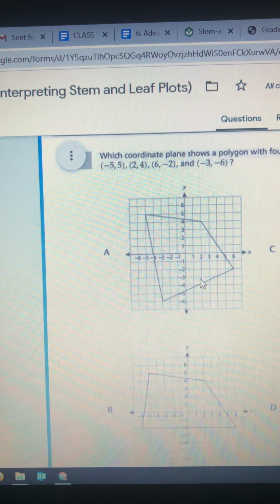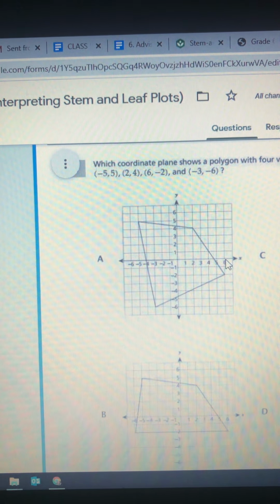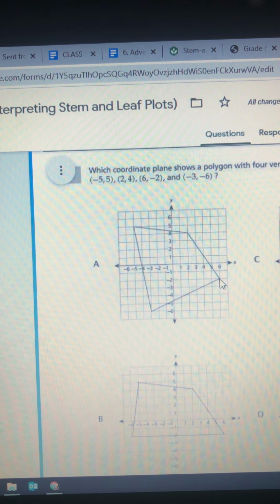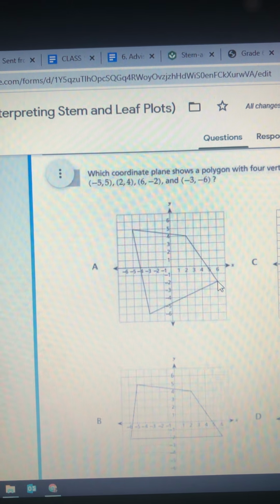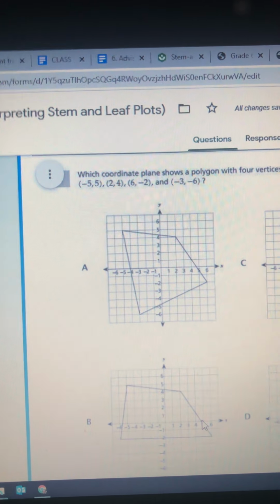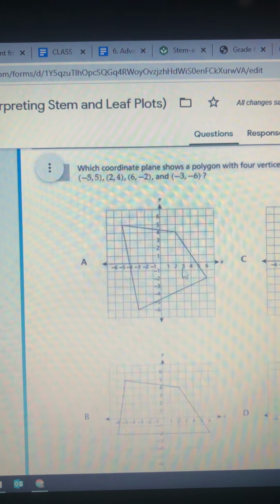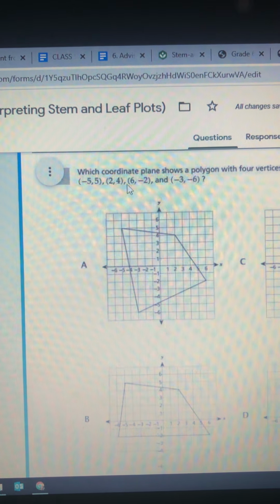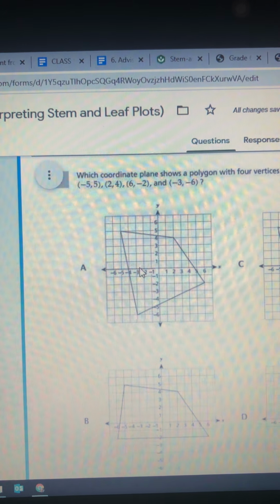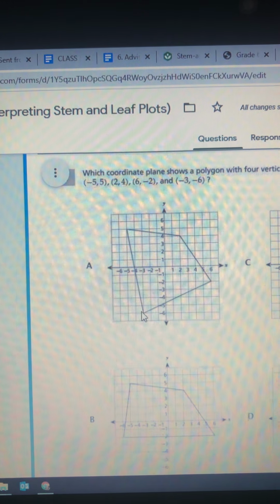So now we have to look at the next one. 6. So we're going to go over 6, and then down 2. Over 6 and then down 2. Okay? So it looks like B has that as well. Over 6 and then down 2. So they are the same for the first 3 coordinates. So now we have to look at the last one. -3. So we're going to go over -3 and then down to -6.